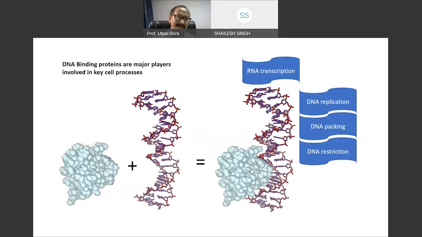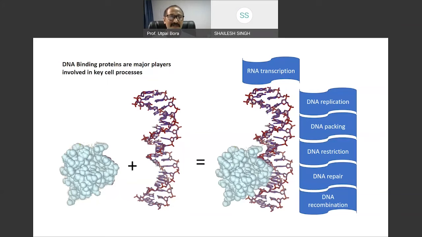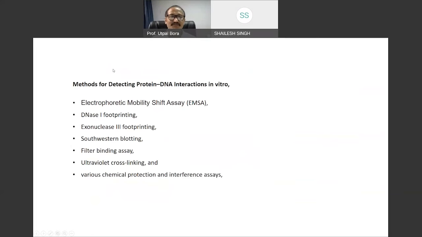And it can cut DNA, which you call DNA restriction, or it may repair the damage that is done due to any processes of mutation, or even some kind of replication error. So the protein will bind to the DNA to do the repair. And of course, crossover events like DNA recombination. So all these reactions depend on DNA binding proteins binding to the DNA molecules.